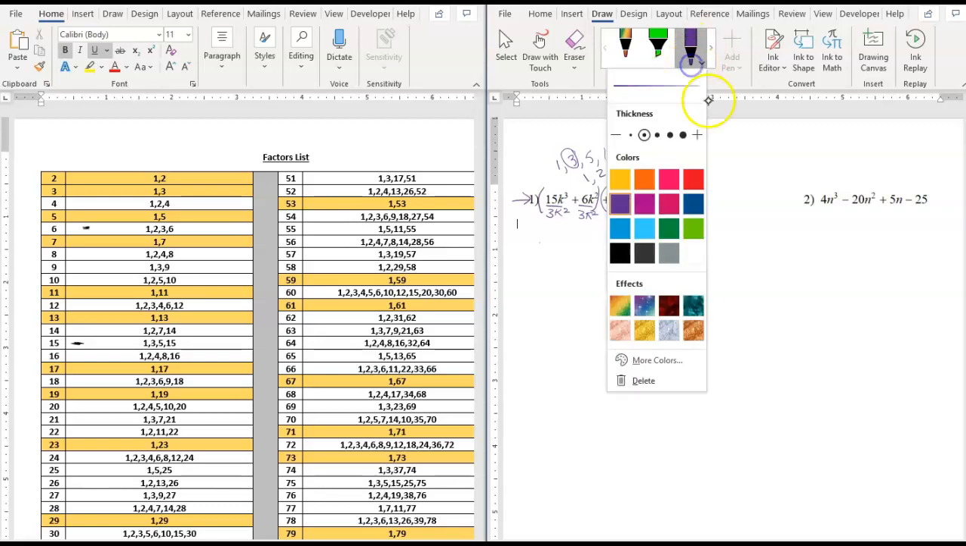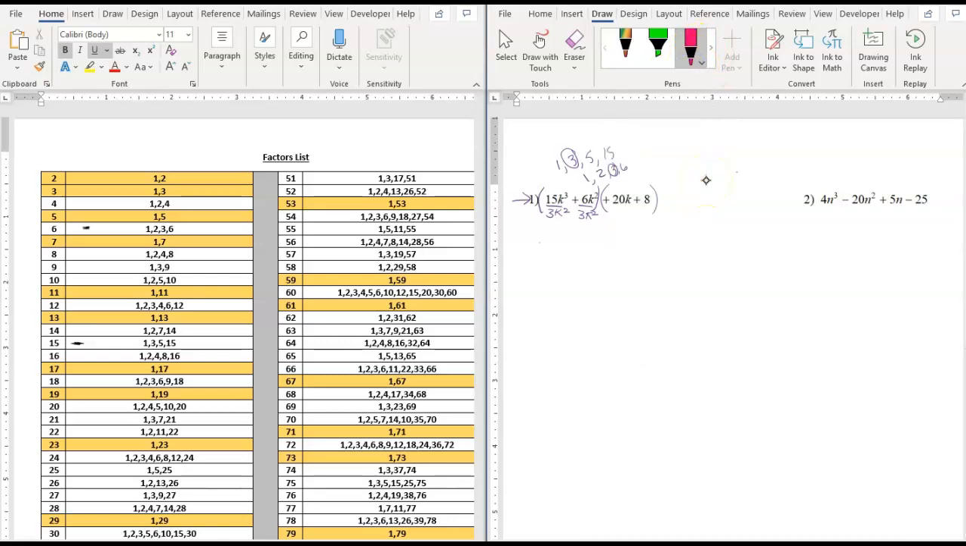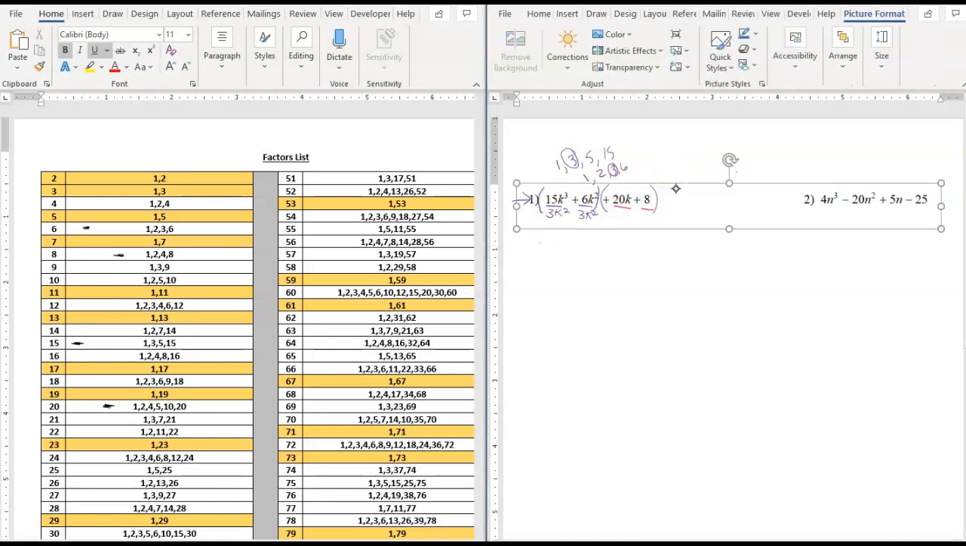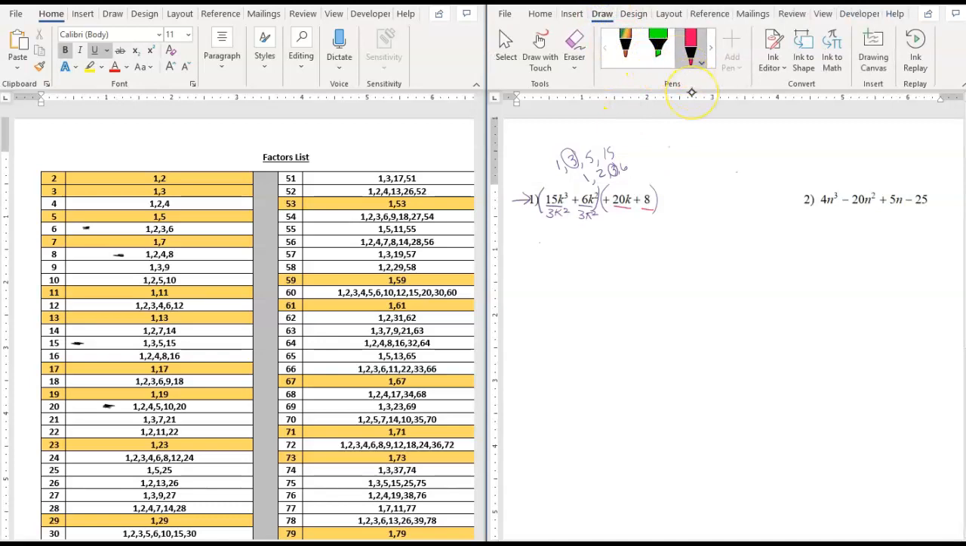Next, I'm going to take a look at the 20 and the 8. So I go back to my factors list, and I'm going to find the number 20, which is right here. And I'm going to find the number 8, which is up here. So when I look at this list, 20 has a lot of terms. I'll just write the list out. I have 1, 2, 4, 5, 10, and 20. And then the 8 has the numbers 1, 2, 4, and 8.